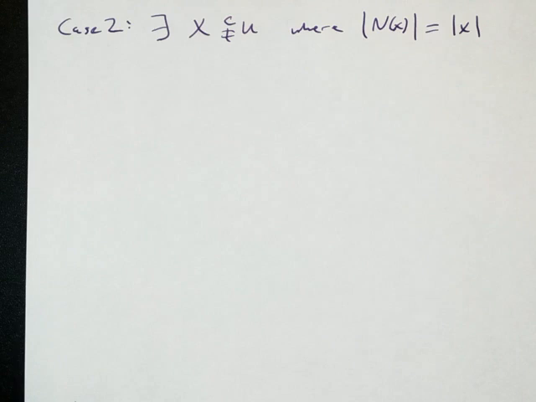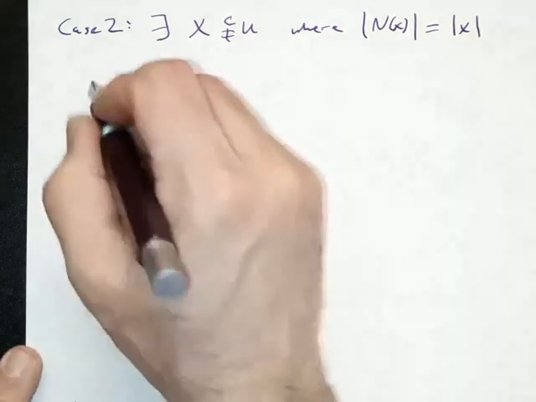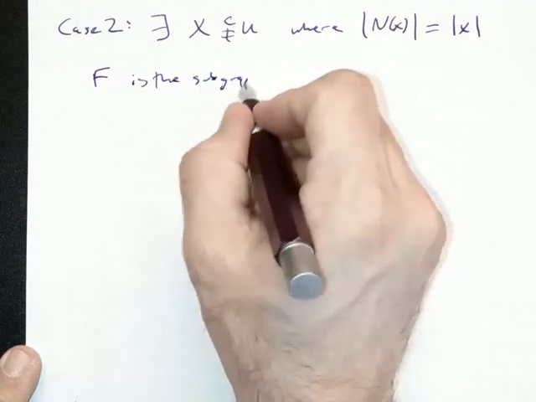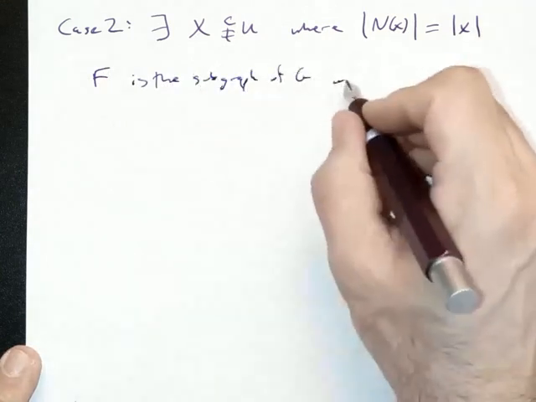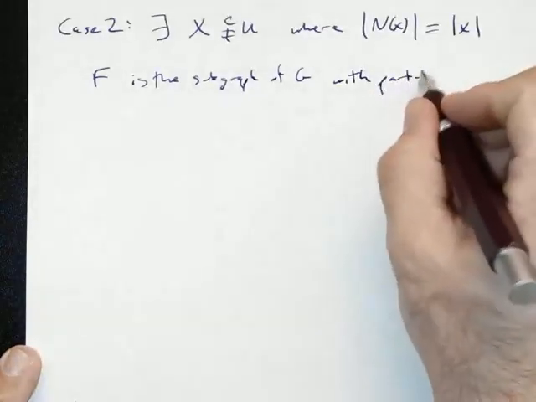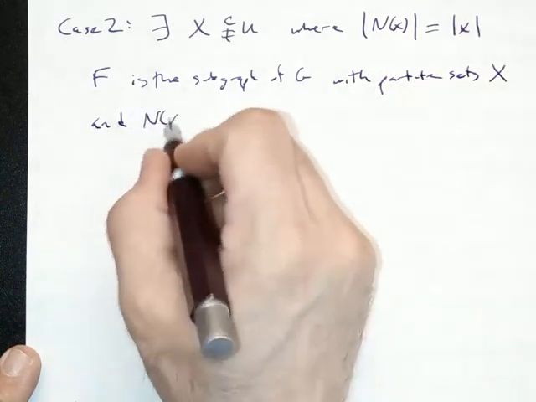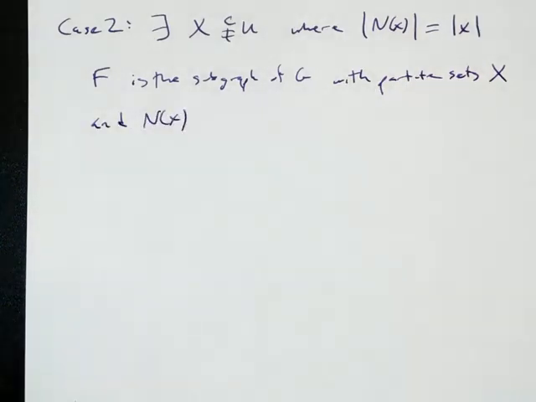And that means that all of the elements in X can be made into a bipartite graph. Because remember, the neighborhood was in the other partite set. We're starting with a bipartite graph. So let's let F be the graph with these partite sets.